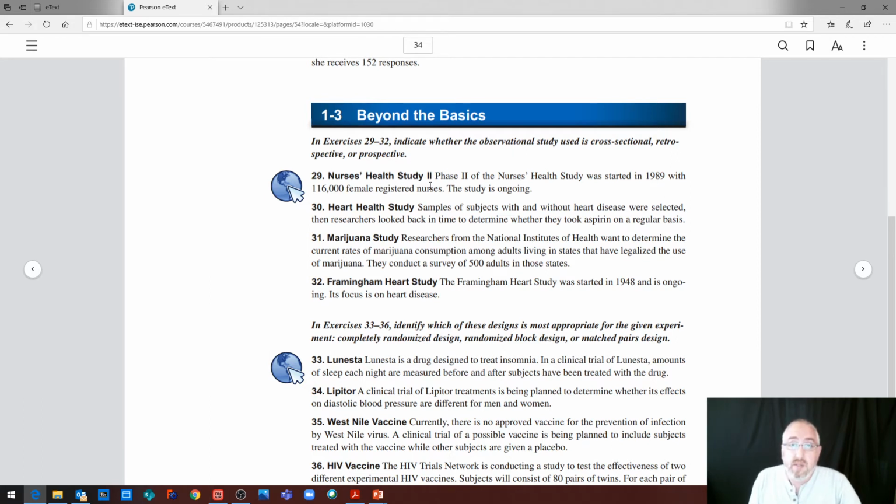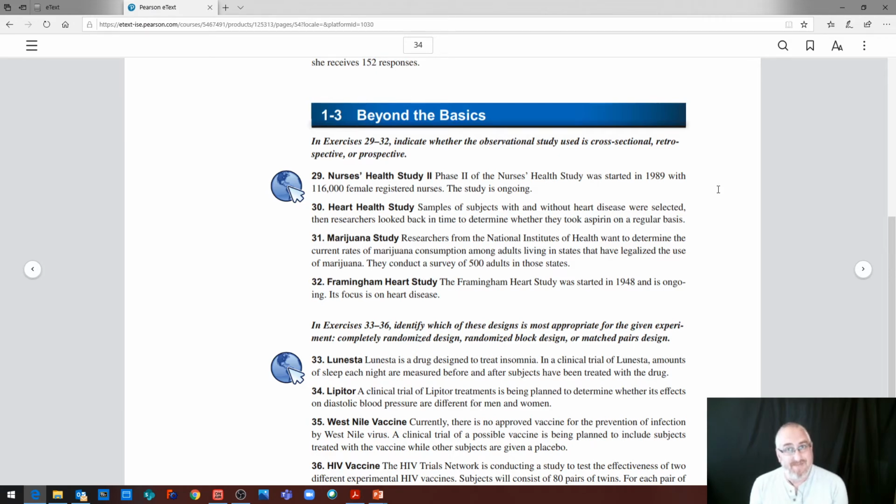So nurses' health study. Phase 2 of the nurses' health study was started in 1989 with 116,000 female registered nurses. Study is ongoing. So what are you thinking about that one? Well, first part of it says it was started in 1989, which is definitely in the past. So your gut right off the bat says it's retrospective, right? Retro is past, so retrospective. But what's the problem with that? What's the last sentence telling you?